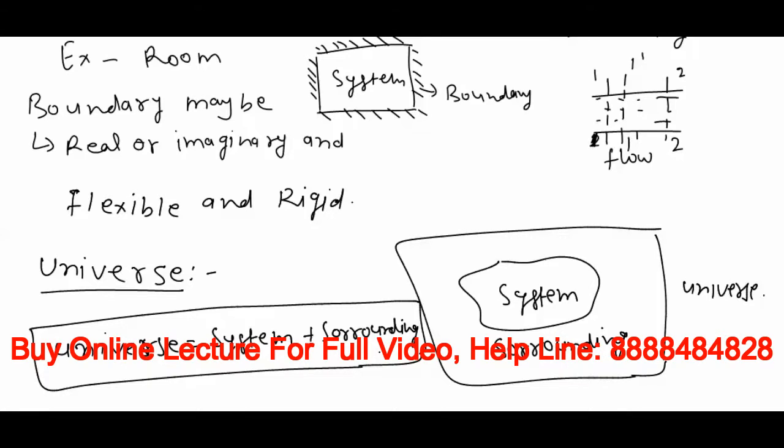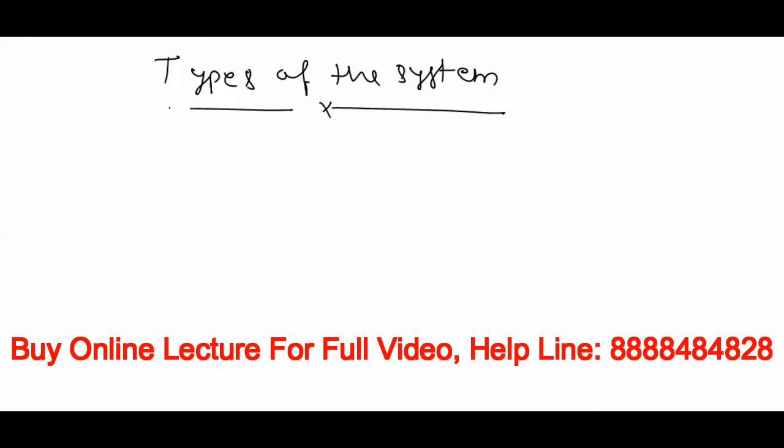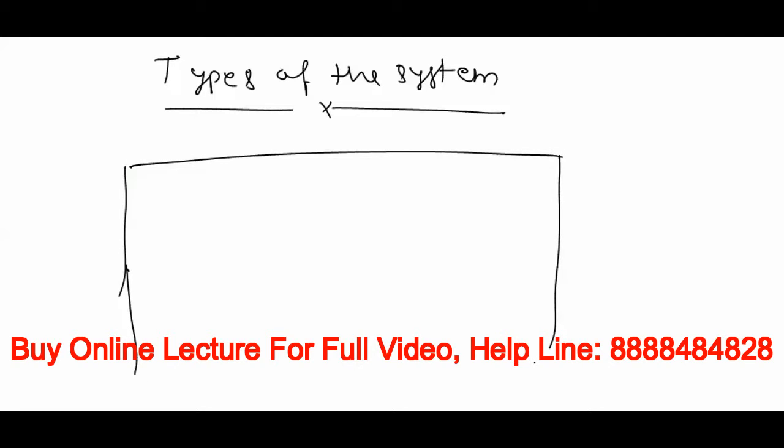And the next is the classification of the system. What is the classification of the system? We will see the classification or types of the system. There are three types of system: first, open, closed, and isolated system.